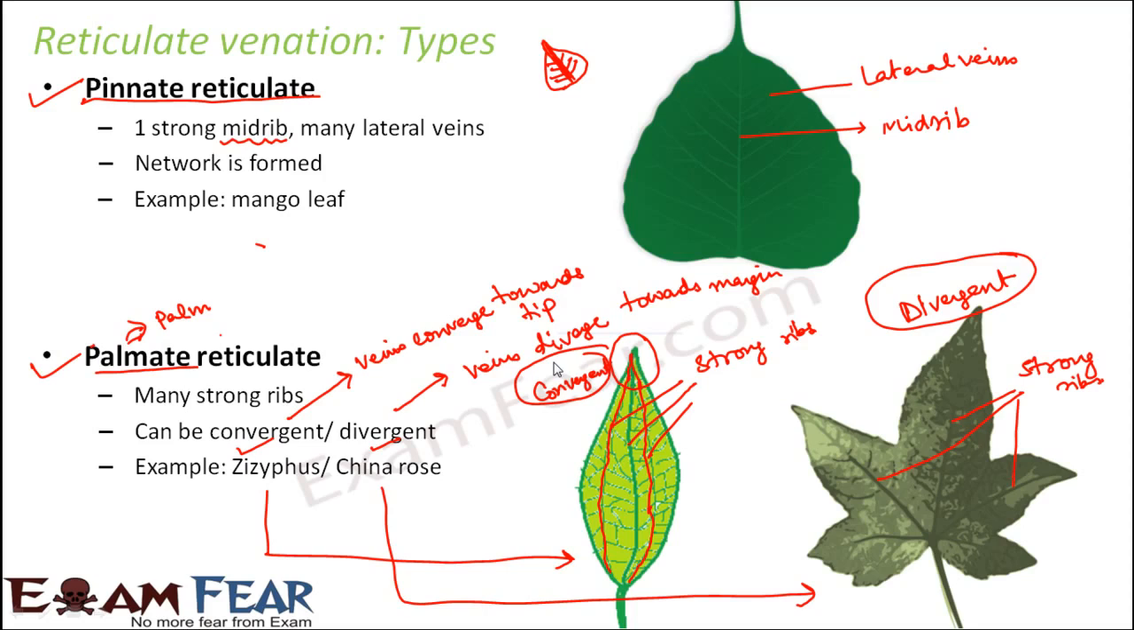Okay. Now, did you observe one thing, that the veins and veinlets are not arranged in any specific fashion. In both the cases, whether it is a pinnate reticulate or a palmate reticulate, the arrangement is haphazard. It is just that in pinnate reticulate you have one strong midrib, whereas in palmate reticulate you have many strong midribs.